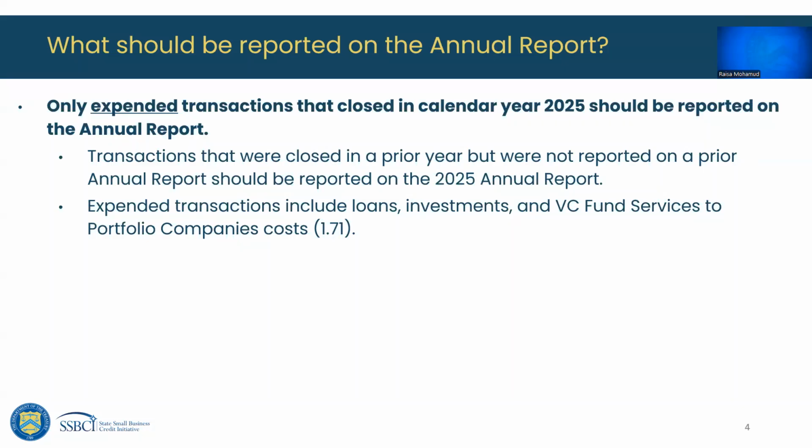Transactions are considered expended in calendar year 2025 if SSBCI funds were dispersed to a borrower or investee on or before December 31st. Transactions that were closed in a prior year but were not reported on a prior annual report should be reported on the 2025 annual report. For example, if during an internal audit, your jurisdiction discovers expended transactions that closed in 2024 that were not reported on the 2024 annual report, then those transactions should be reported on the 2025 annual report.